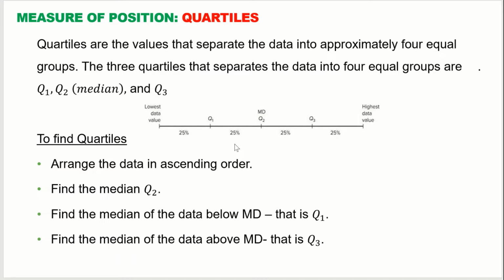In order to find the quartiles, first we arrange the data in ascending order, then we find the median, that is the second quartile. Then, to find Q1, we find the median of the data below the median. That will be our first quartile. And to find the third quartile, we find the median of the data above the median. That will be our third quartile. So after we know the definition of the quartile and the simple steps in calculating the quartiles, we are going to look at an example on how we can find the quartiles.